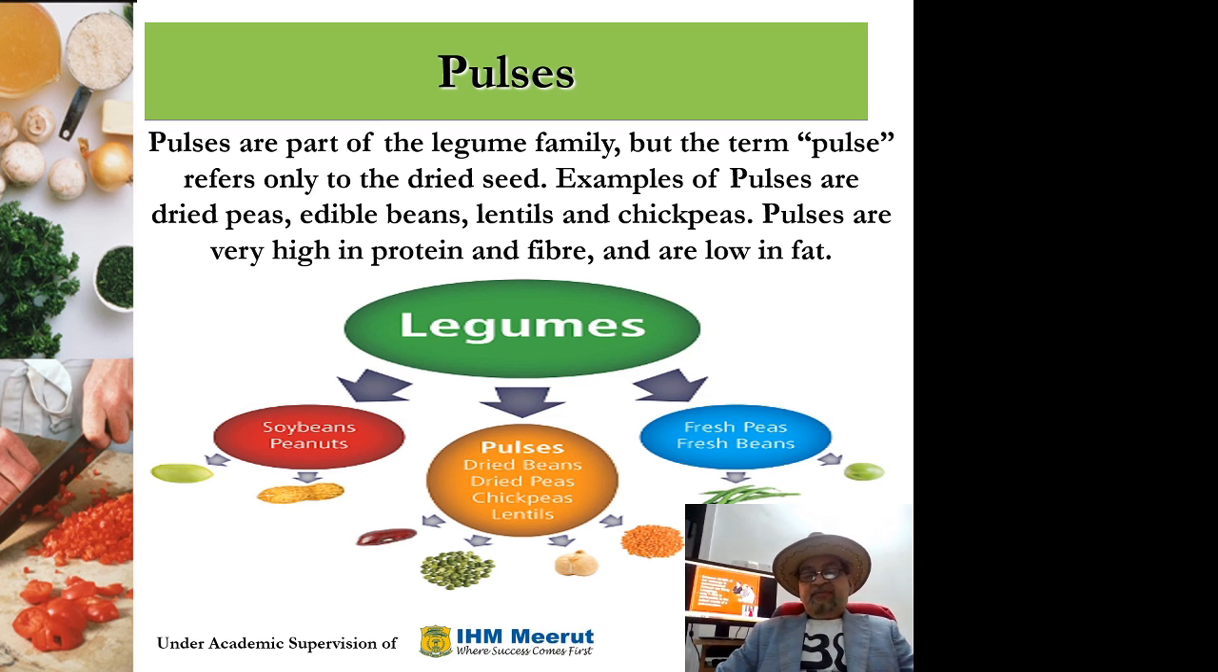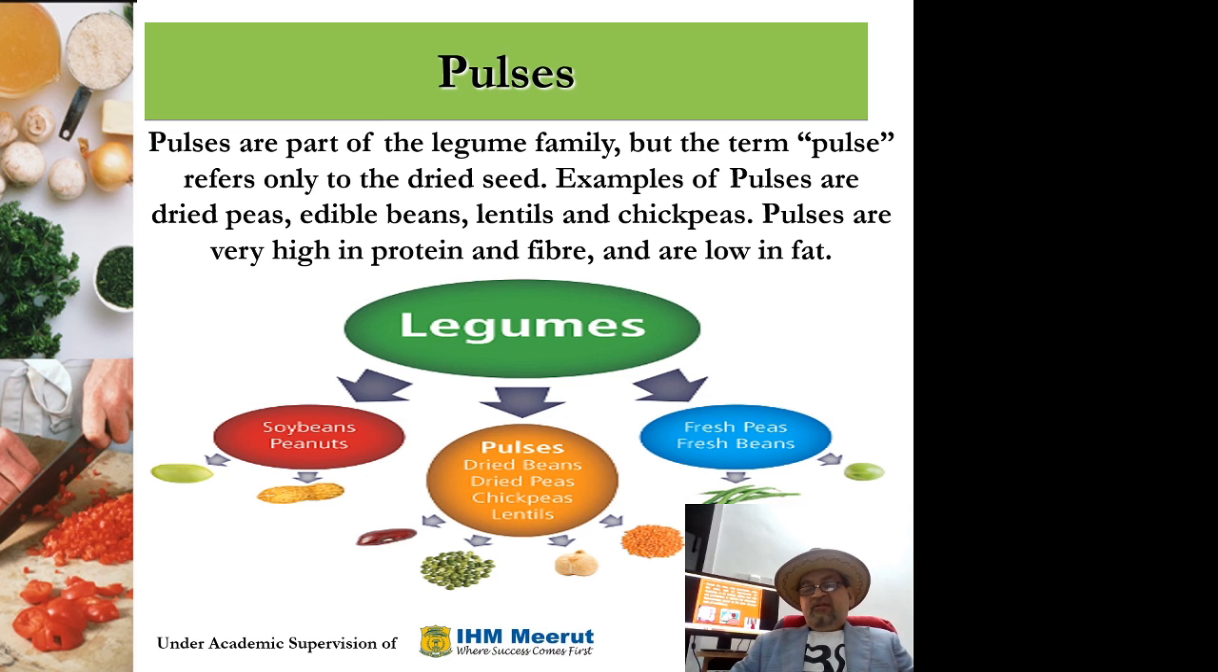Legumes are of three types: soybean, peanuts, and the other type is pulses. Pulses may be dried beans, dried peas, chickpeas, or lentils. And the third category is fresh peas and fresh beans. And below each of these categories, there is pictorial description.